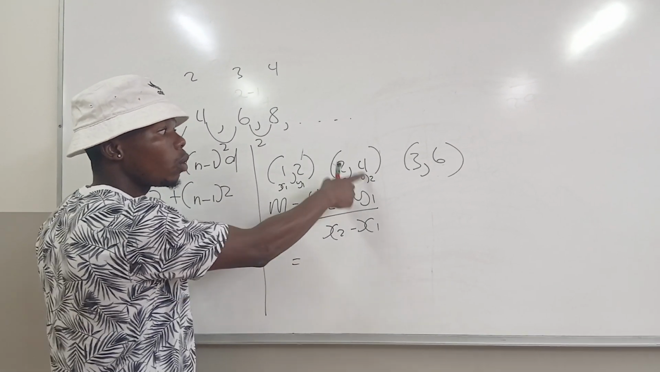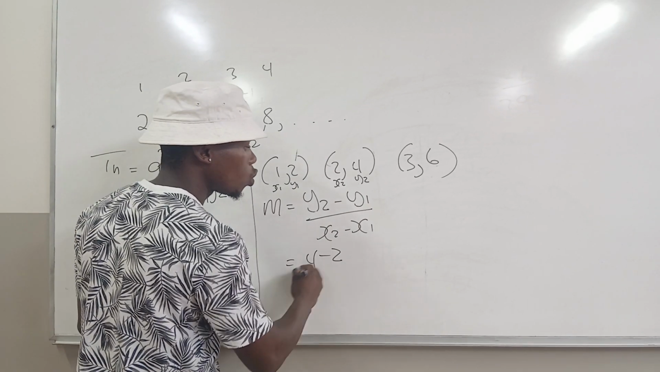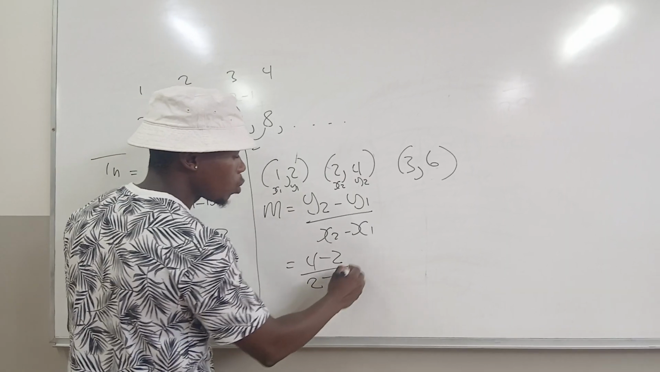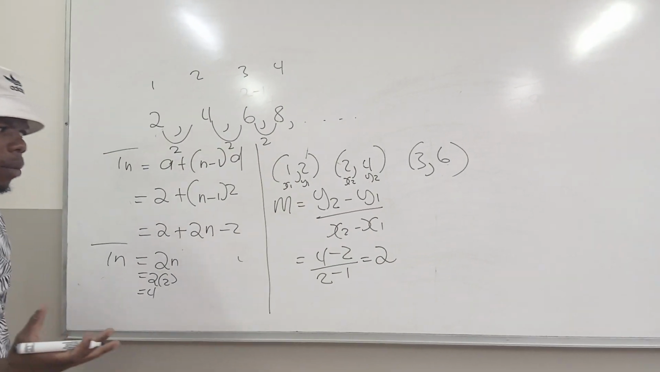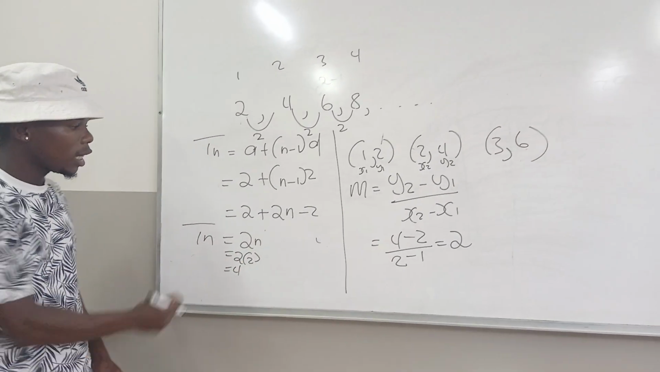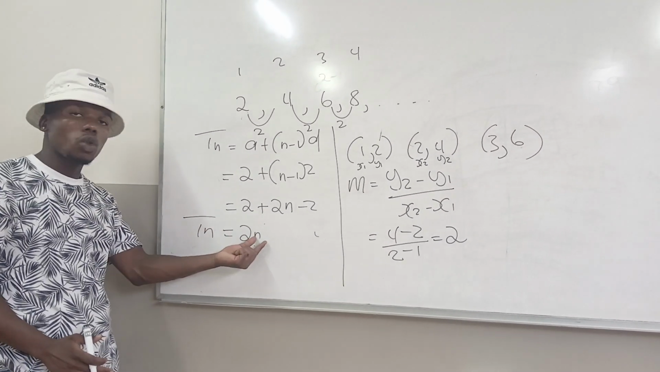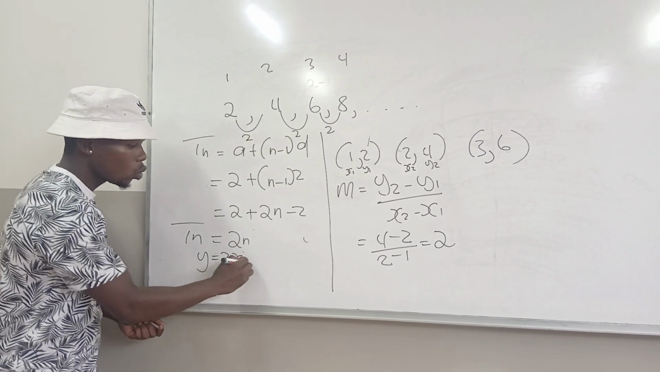My y2 is equal to 4, and my y1 is equal to 2, so 4 minus 2. x2 is 2 and x1 is 1, so 2 minus 1. This is equal to 2. Before we go deeper, let's check our general term. Our general term, my friend, is Tn equals 2n. It means I can write this as y equals 2x.